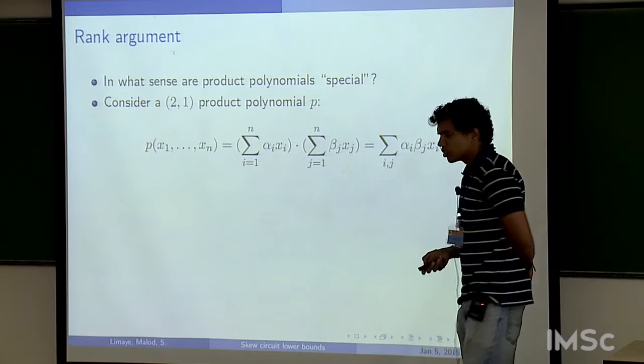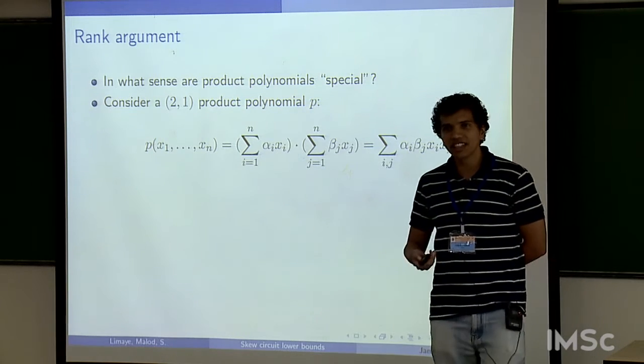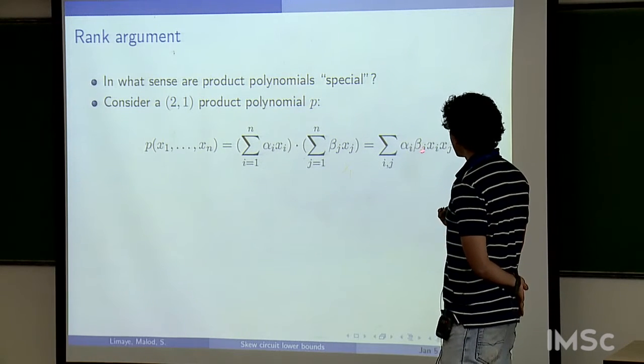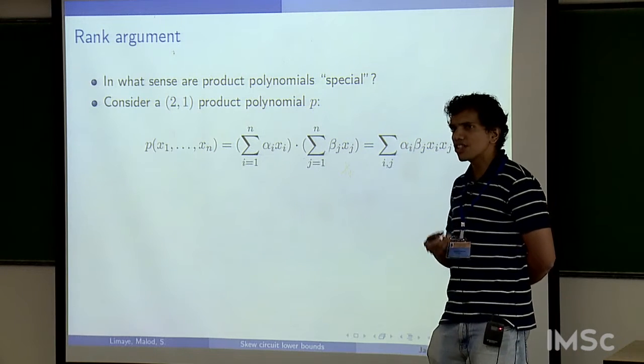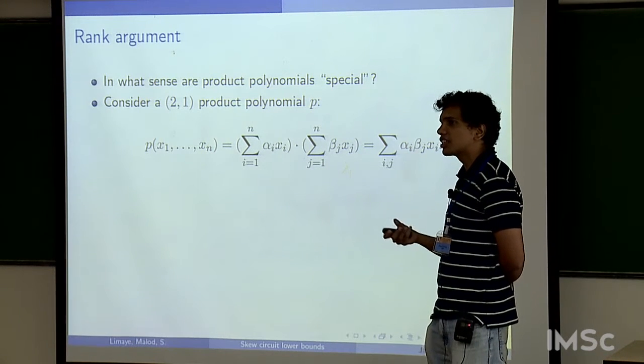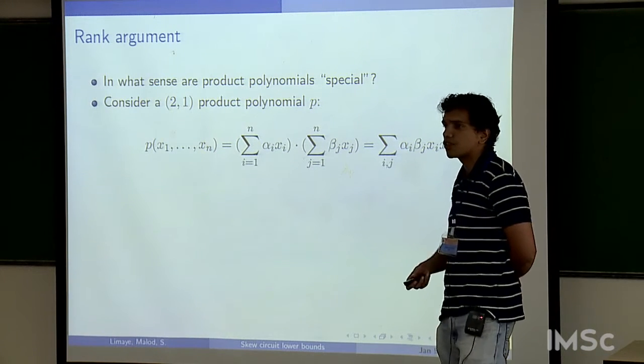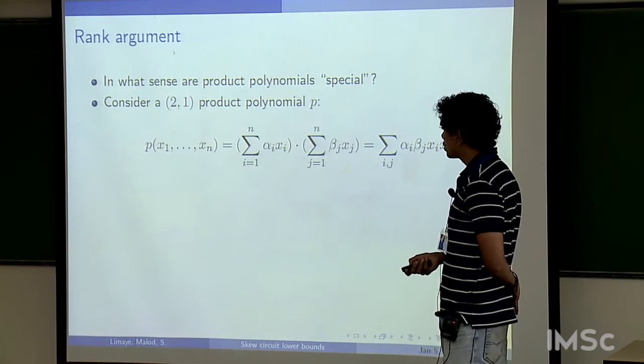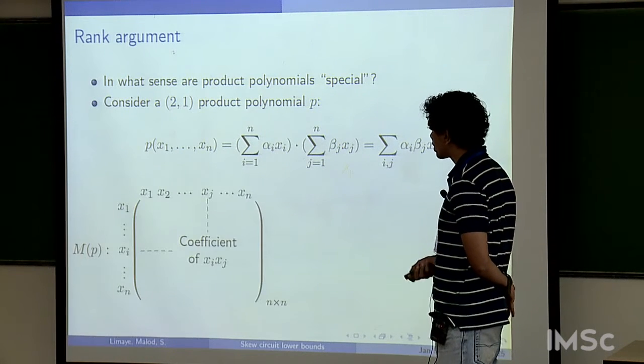Right. So there are multiple ways one could answer this question. It's quite easy to answer actually. One way is to just set up this system of linear equations. Can I find alpha_i, beta_j such that alpha_i times beta_j is equal to the coefficient of x_i x_j? But a conceptually nicer way is to look at the following matrix.